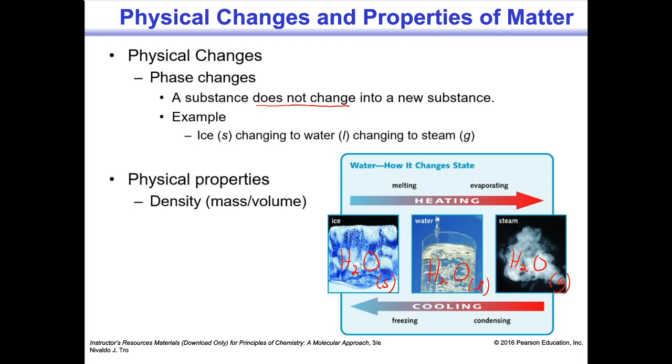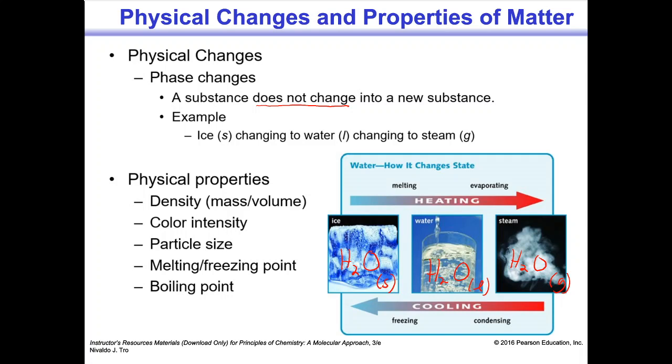Okay, so if all we change is its physical state, then all we've done is we've gone through a physical change. So we haven't combusted it, we haven't changed its chemical composition in any way. Okay, it's just a physical change. Okay, and so some physical properties. Okay, so physical properties are going to be those you can measure without changing the substance.